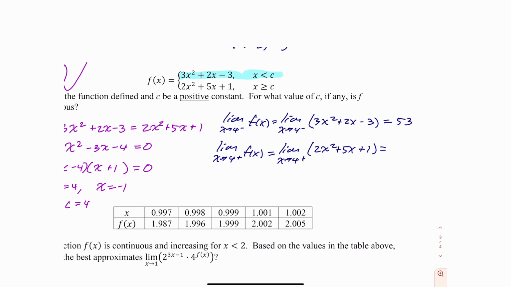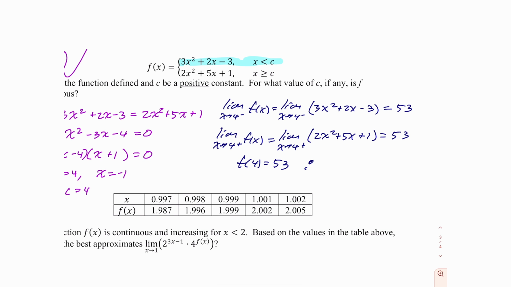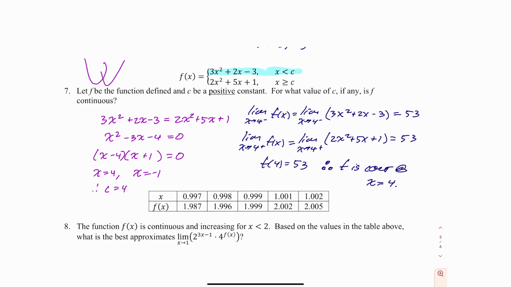So we get 16 times 2 is 32, plus 20 is 52, plus 1 is 53, and also f of 4 is 53, because the limit from the right is equal to the value of the function in this case, because of the way it's defined. Therefore, f is continuous at x equals 4. So yeah, if c is equal to 4, this thing totally works.